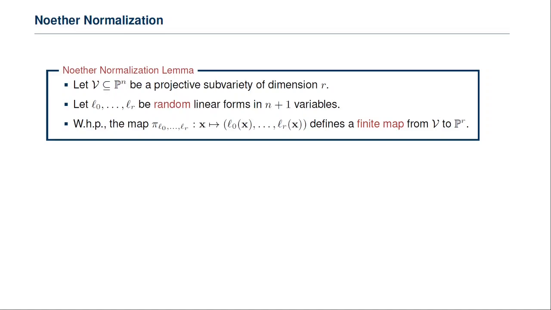So there are different versions of this lemma. Here I state one of them. Suppose V is a projective subvariety of P^n of dimension r. The lemma states that there exists a map from V to P^r that is a so-called finite map. Moreover, one version of the lemma states that we can choose such a finite map so that it comes from a random linear map. One natural question about this lemma is how to de-randomize it.